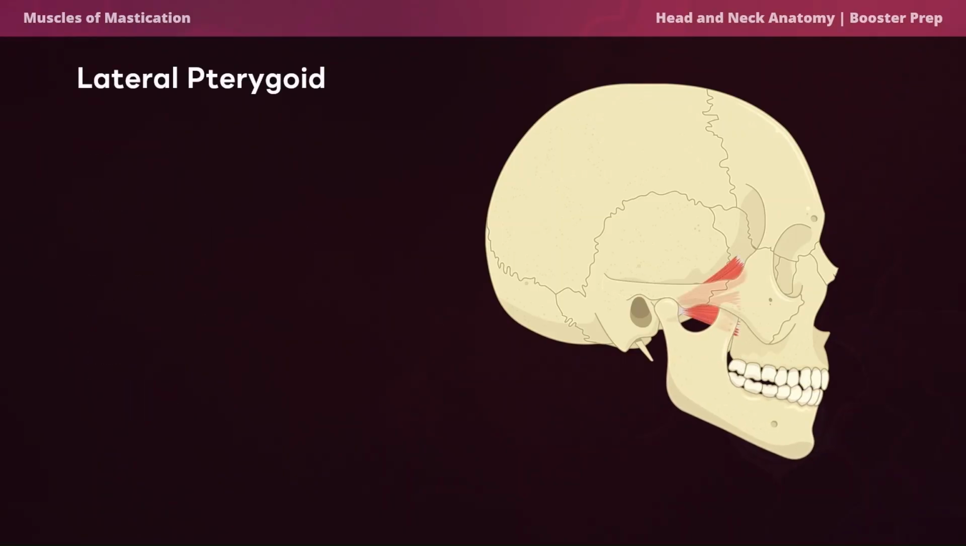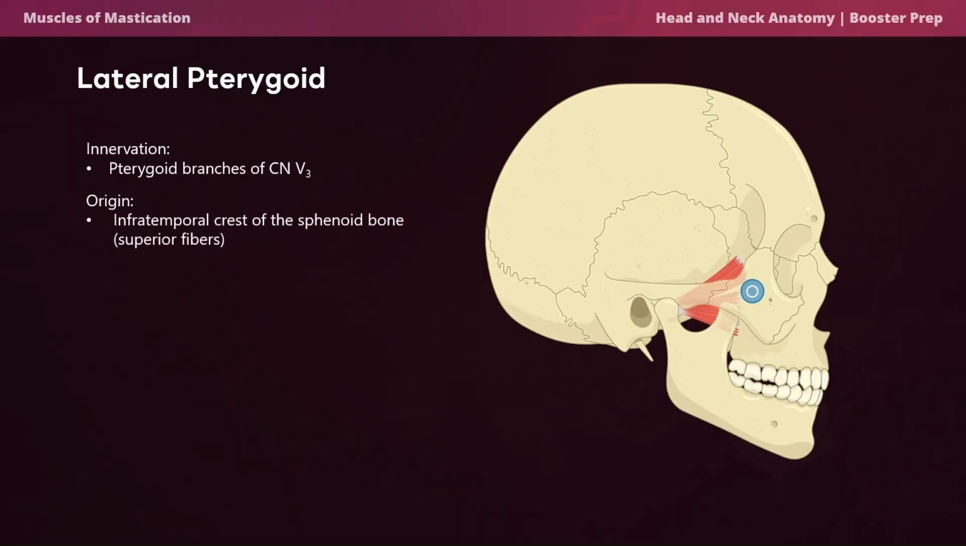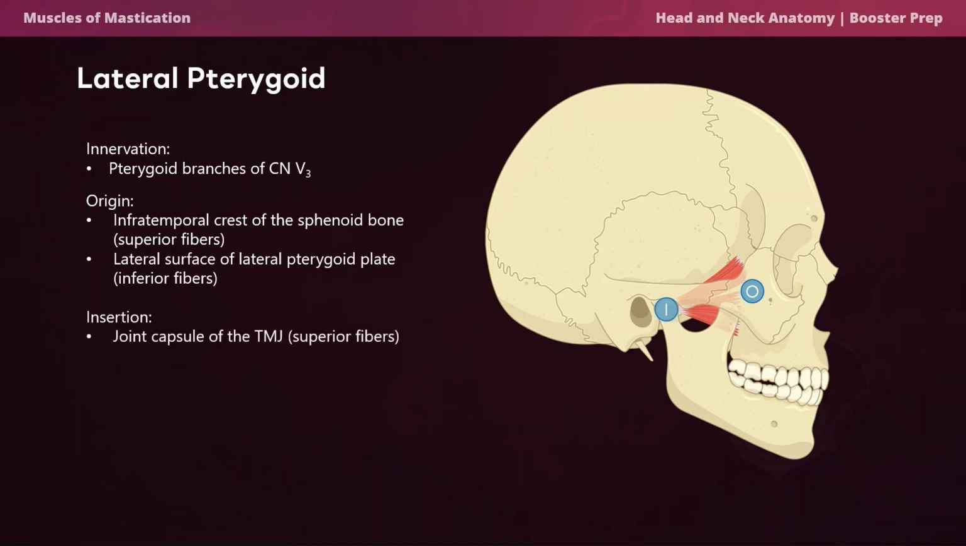The lateral pterygoid. The lateral pterygoid is innervated by the pterygoid branches of cranial nerve V3, and the superior fibers originate from the infratemporal crest of the sphenoid bone. The inferior fibers originate from the lateral surface of the lateral pterygoid plate. And now we're on to insertions. So the superior fibers insert onto the joint capsule of the temporomandibular joint. And then the inferior fibers, they insert at the condylar neck. All right? So now what are the actions of the lateral pterygoid?